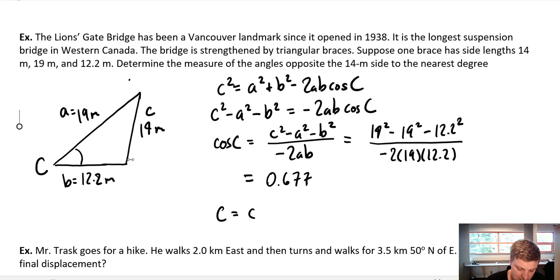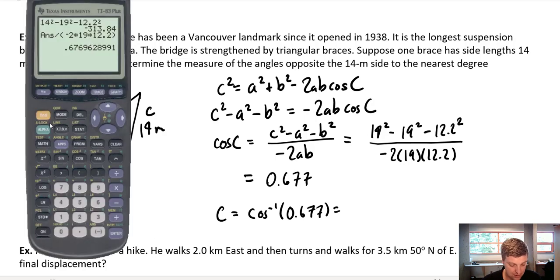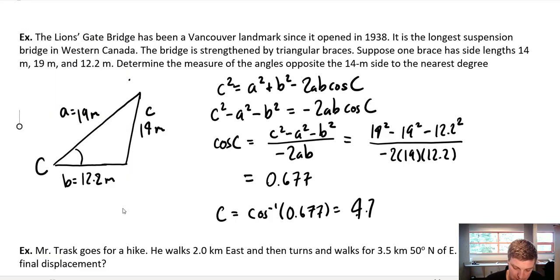So C is going to equal the inverse cosine of 0.677. And I'll just use that full number here. So second function cosine of my answer gives me 47 degrees. 47 degrees. Again, I'm glad that I did a to-scale drawing here because that could be about 47 degrees. That looks reasonable. Okay, so that is it for the cosine law.